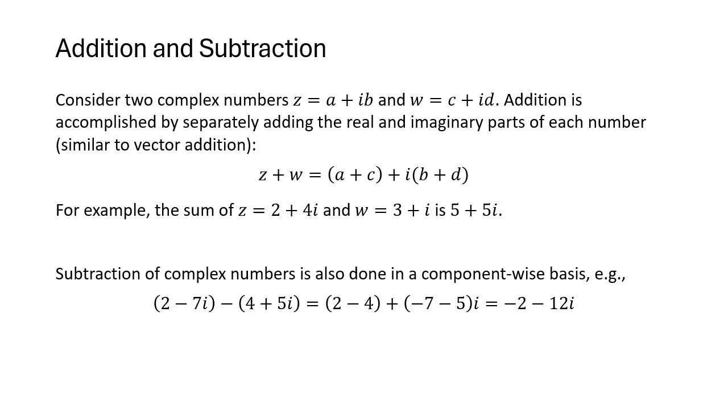If you have Z equals 2 plus 4I and W equals 3 plus I, then you add the real parts and you get 5, and you add the imaginary parts 4 and 1 and you get 5. And at the bottom of the slide we have an example of subtraction. So the real parts are subtracted, so it's 2 minus 4, and we get minus 2 for that, and then it's the minus 7, minus 5, and that gives us a minus 12.